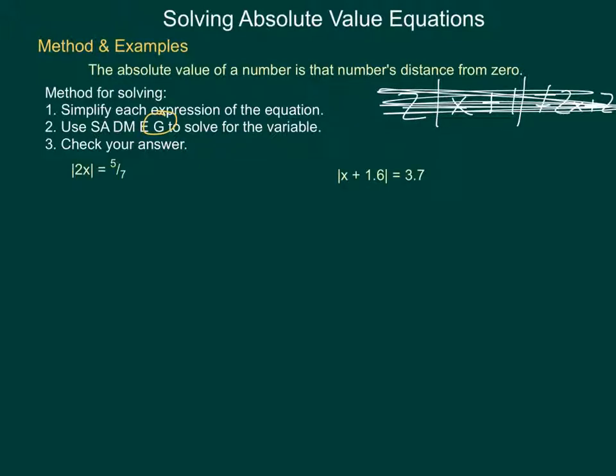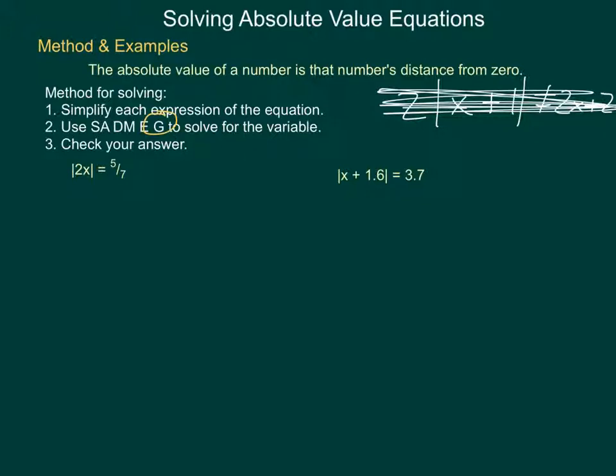So in our first example, we have the absolute value of 2x equals 5/7. So we're going to go through and apply our SAD/MEG method of solving. Do we have any subtraction or addition outside of the group? No, we do not. Division or multiplication? Again, no. No exponents. We just have the group.